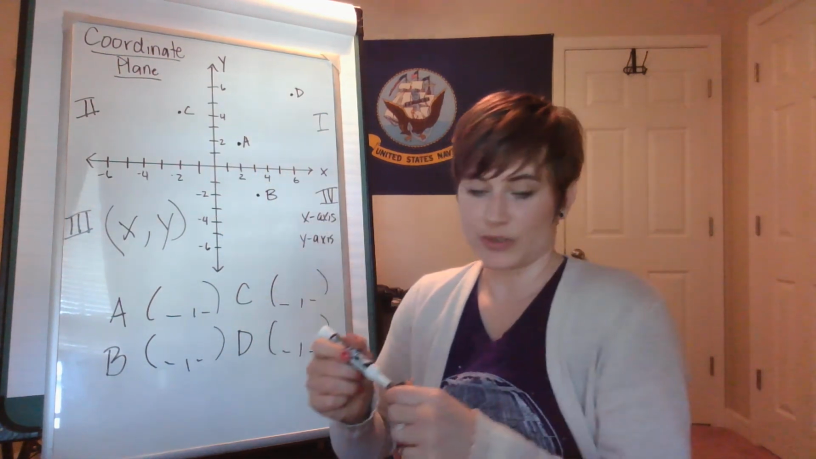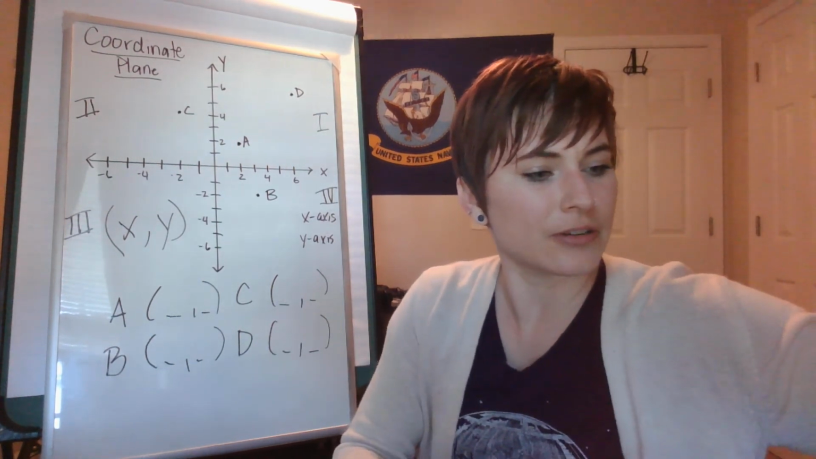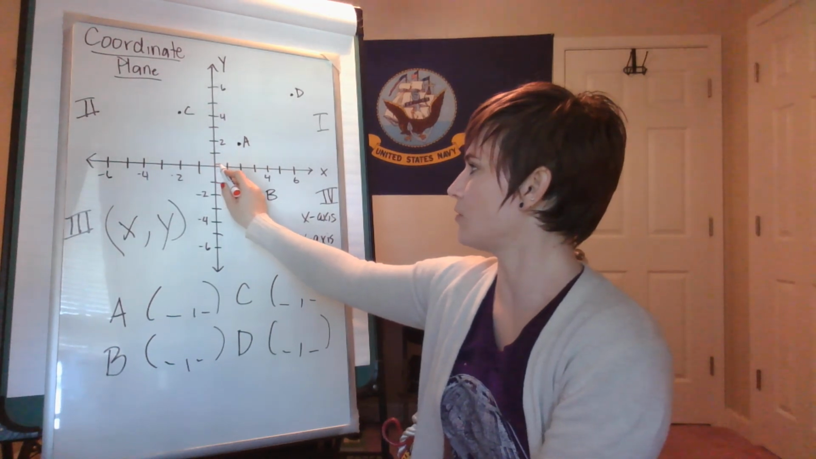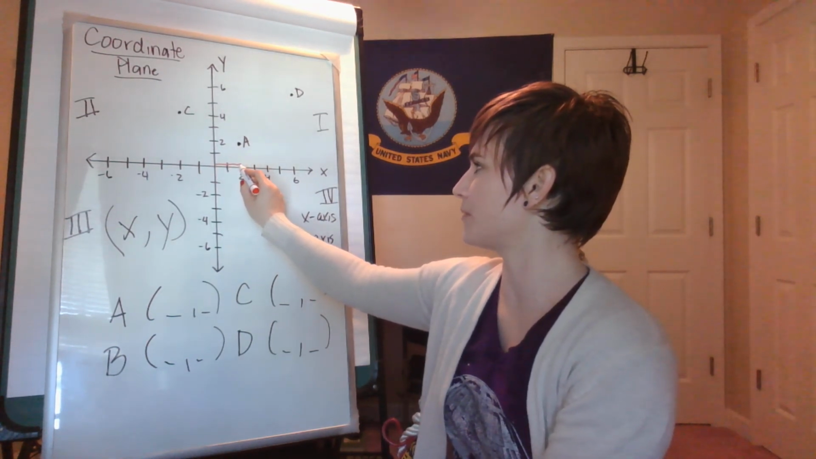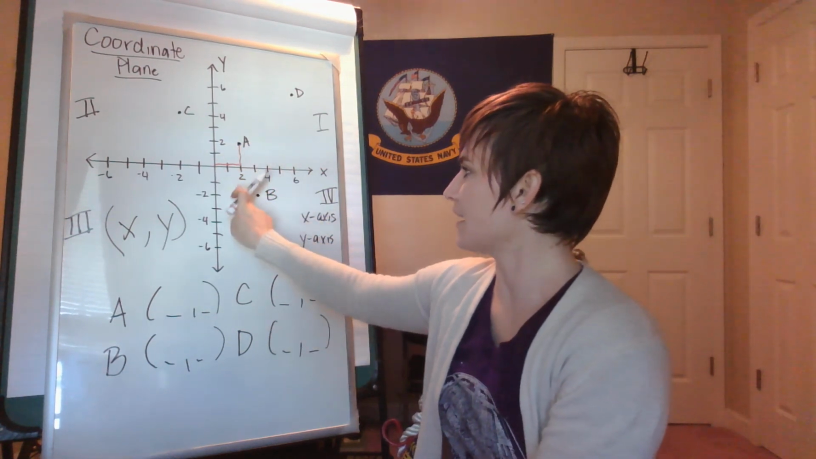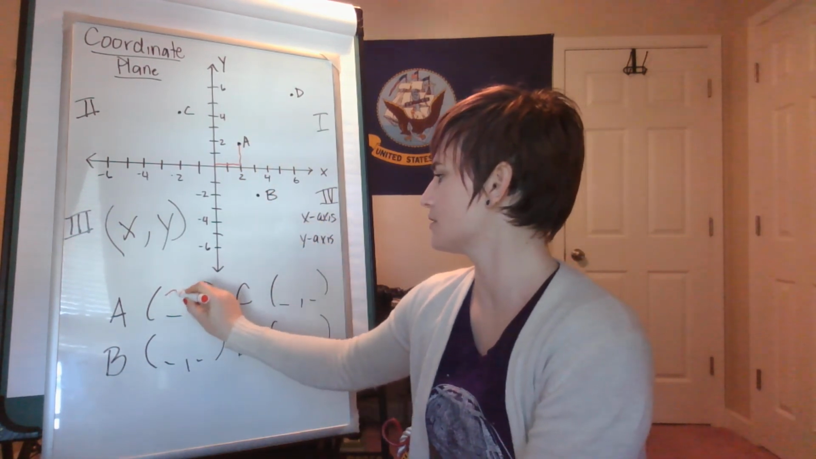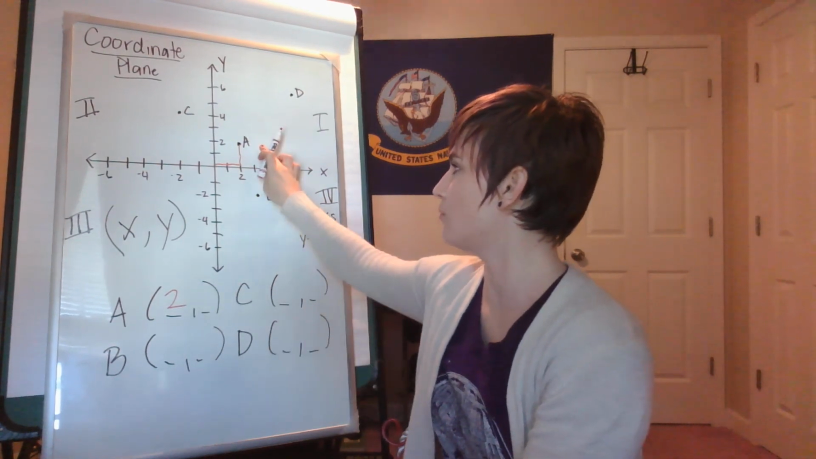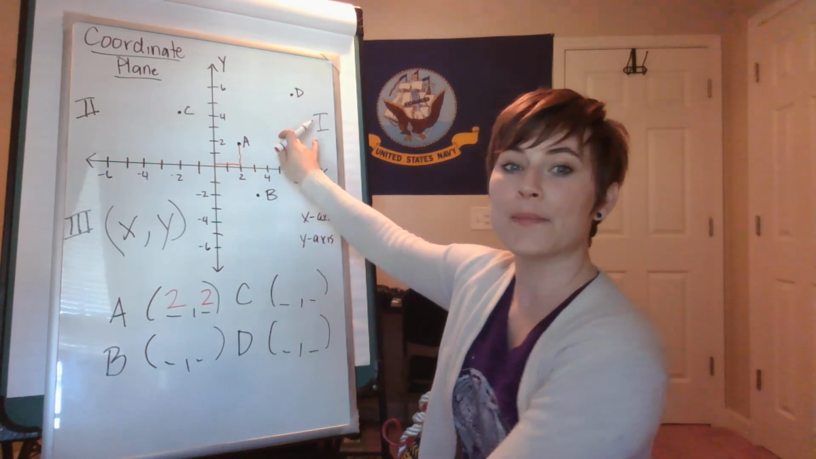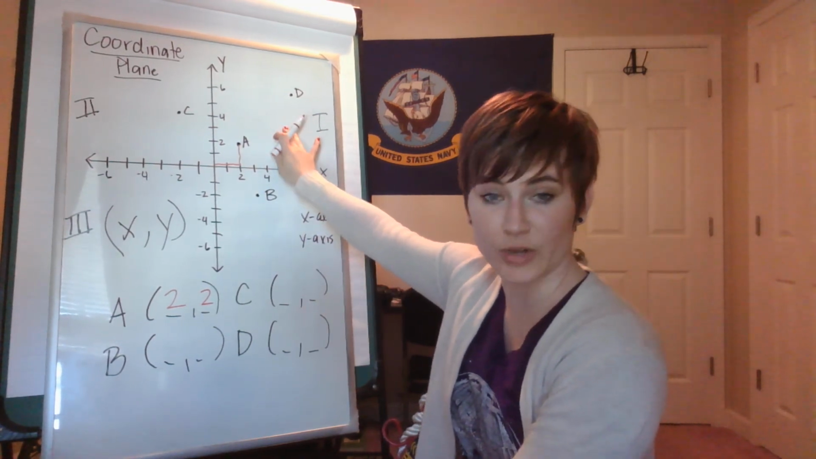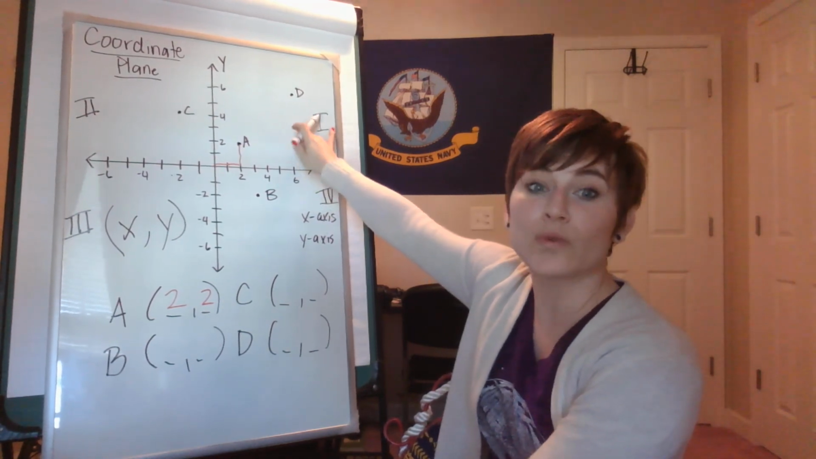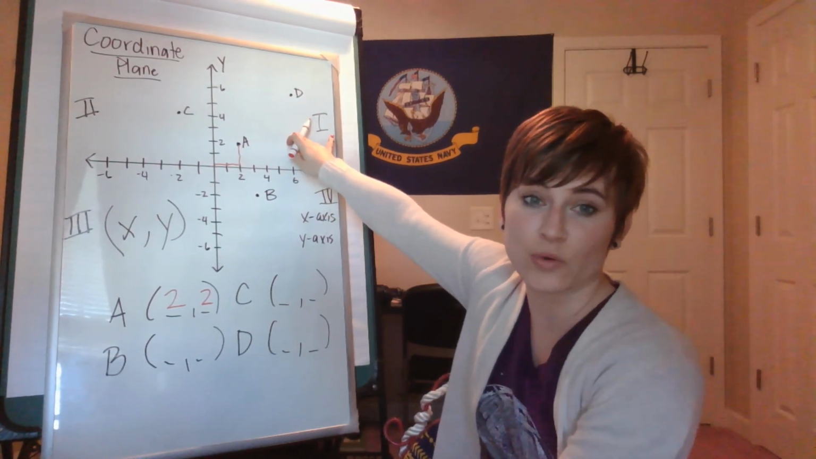Sometimes the best way to do this is to trace it. Let me get a different colored marker, maybe that'll help. So we're going to go 1, 2, and then I'm going to go up 1, 2. So my x coordinate is 2. My y coordinate is 2, because they are both positive numbers. They fall in quadrant 1. So your x will always be positive and your y will always be positive if it falls in quadrant 1.